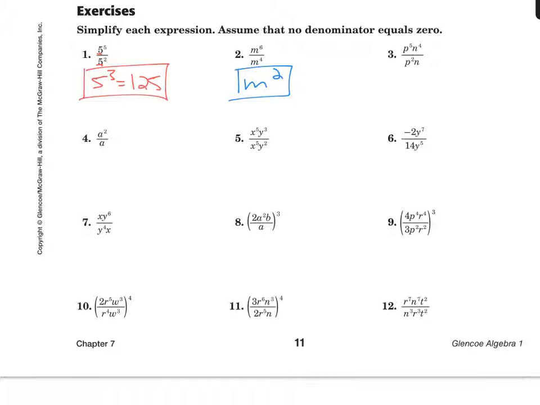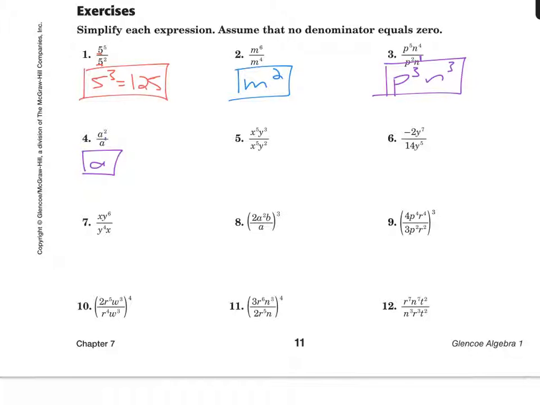Number 3, I've got to combine the p's and combine the n's. For the p's, I've got 5 on top, 2 on bottom, so p to the 5 minus 2 power is p cubed. And n to the 4 minus 1 power, remember that n is the same as n to the first, is going to be n cubed as well. So p cubed, n cubed. Number 4, I've got 2 a's on top, 1 on bottom. So a to the 2 minus 1 power is a to the first, which is just a.